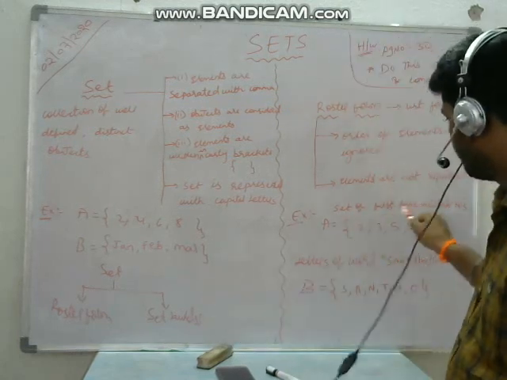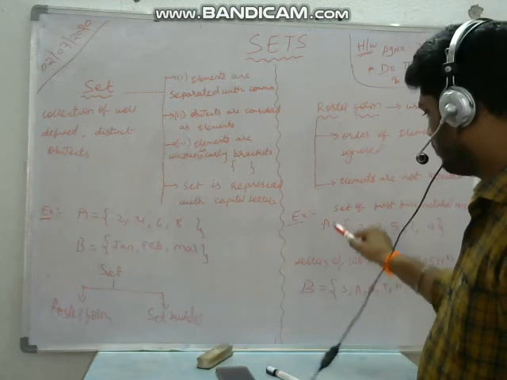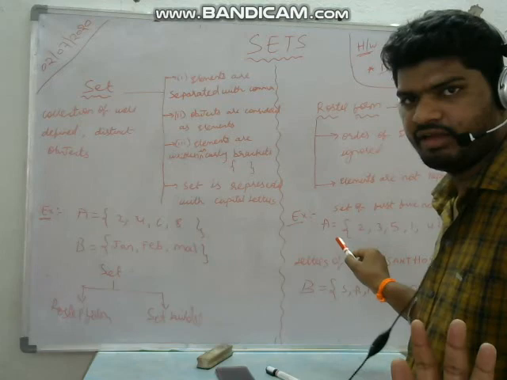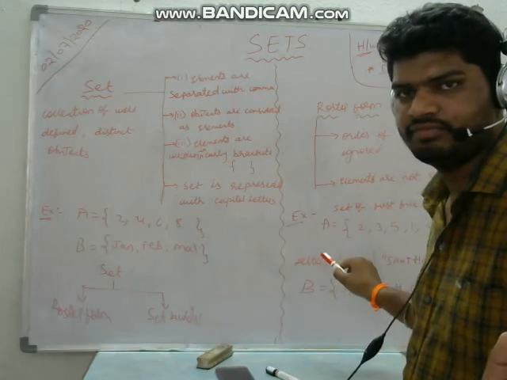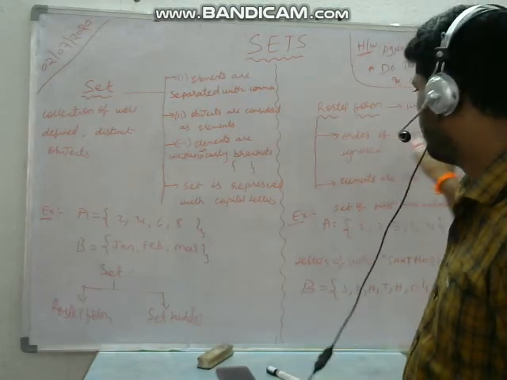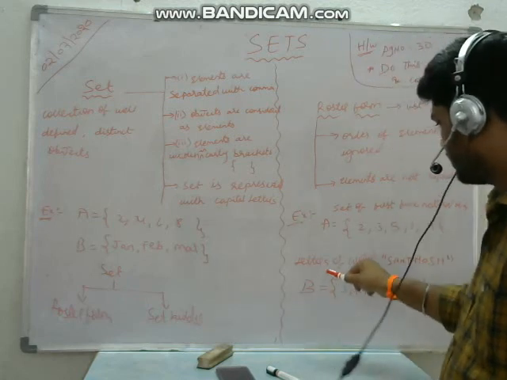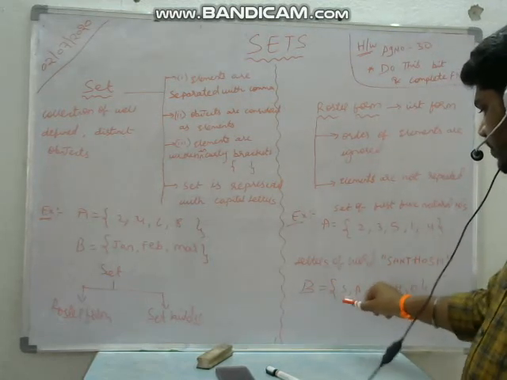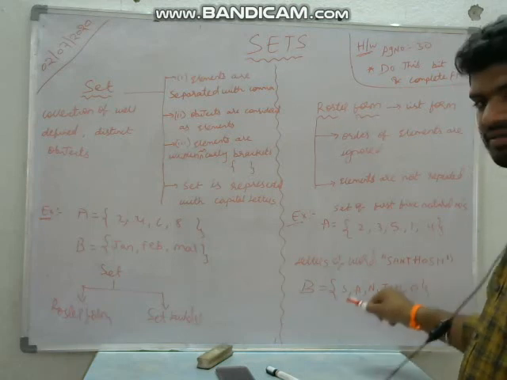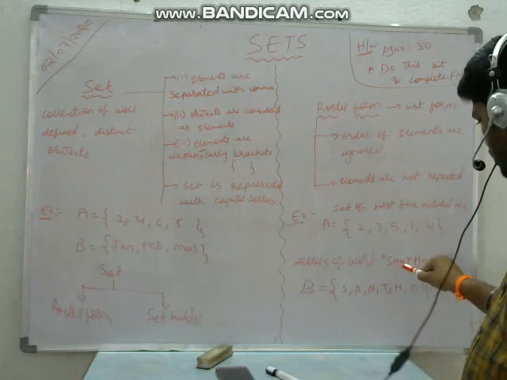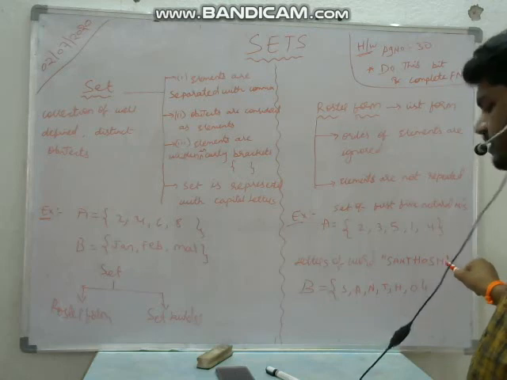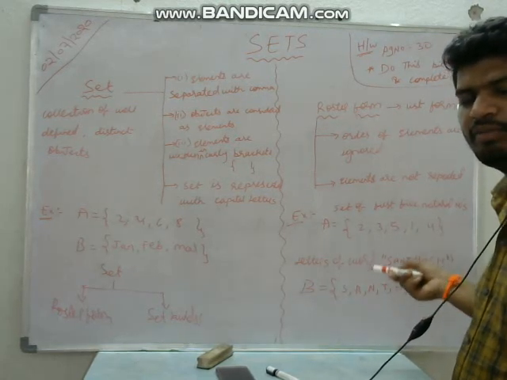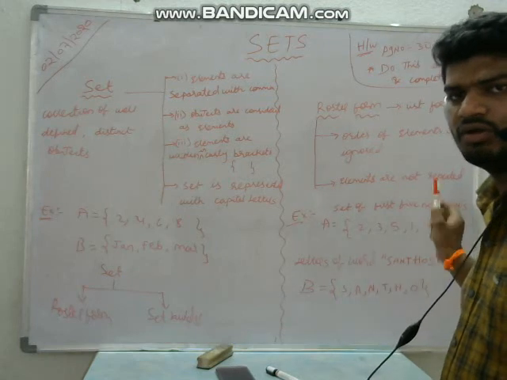Example, set of first 5 natural numbers. So I written what? 2, 3, 5, 1, 4. All 5 are there or not? Yes, all 5 are there, but order is different, because I already told order of the elements is ignored. And next example, letters of the word Santosh. So how many letters are there? 1, 2, 3, 4, 5, 6. Here 1, 2, 3, 4, 5, 6, 7, 8. But I have written only 6. Why? Remaining 2 are repeated. Repeated elements should be ignored.